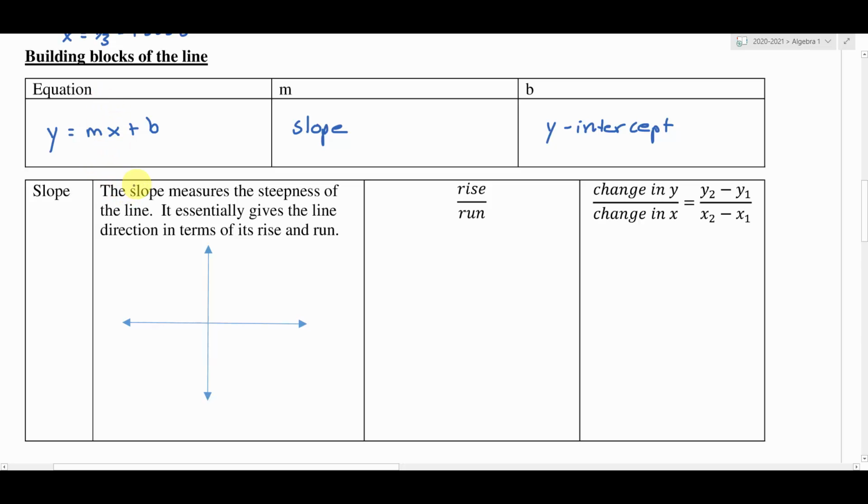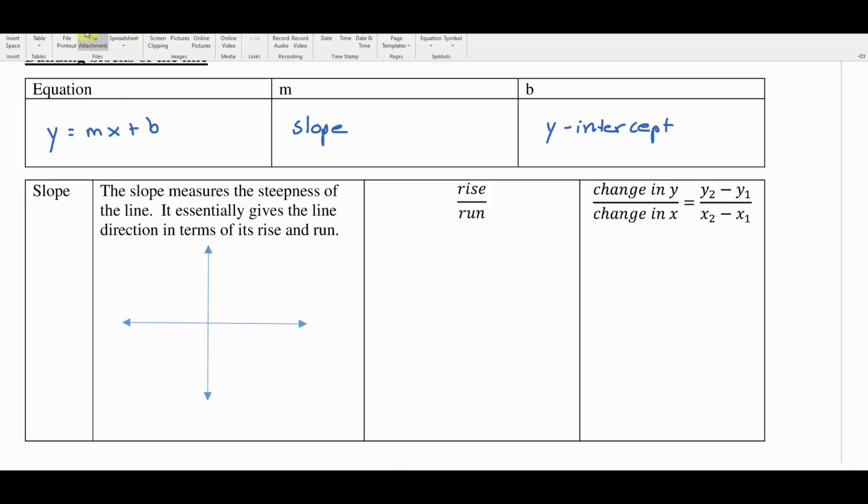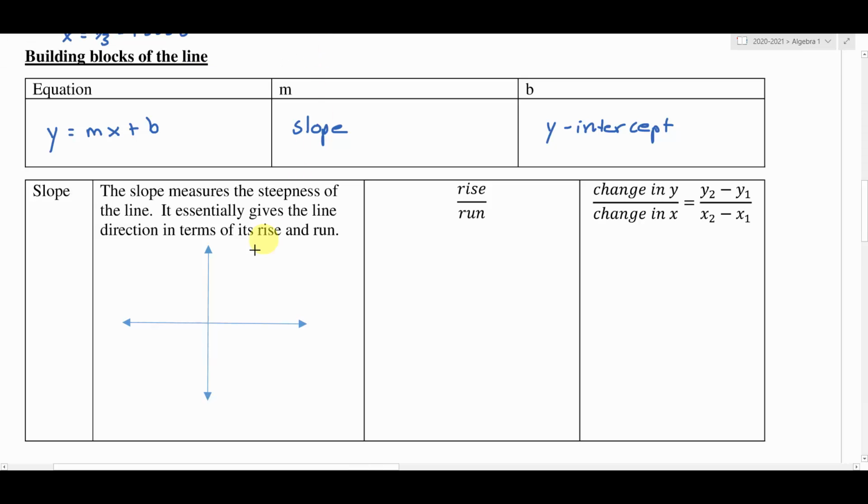All right, the slope essentially measures the steepness of a line. It gives the line direction in terms of its rise and run. So for instance, if I were to draw a line here on my graph, let me insert a line here. Let's say I put a line right here like this. So there's a line, right? And this line has a particular steepness to it.